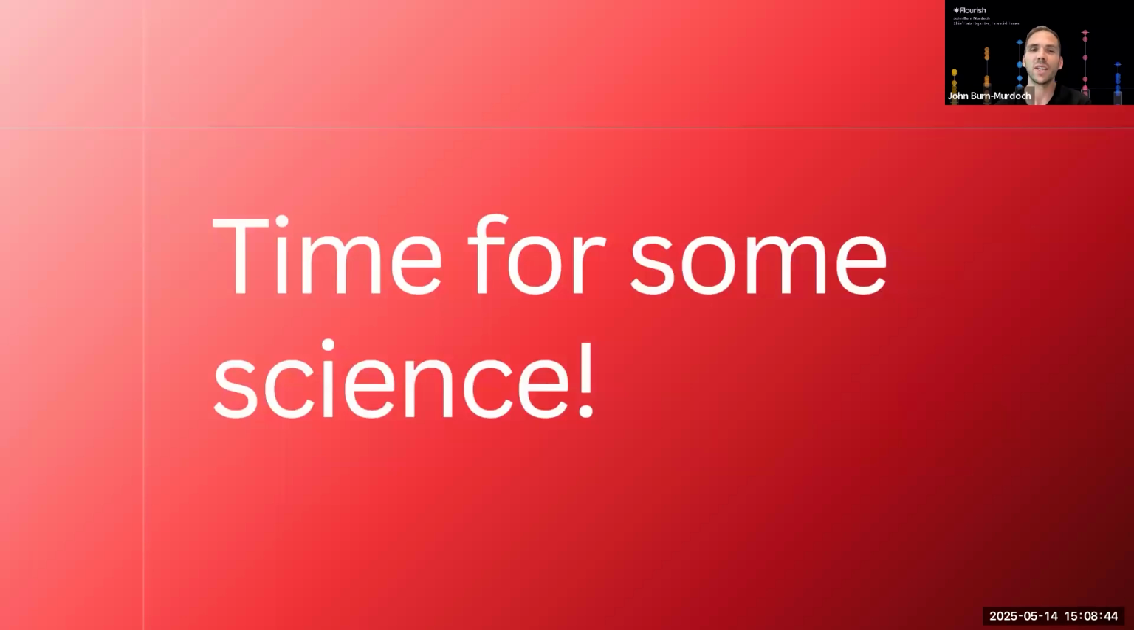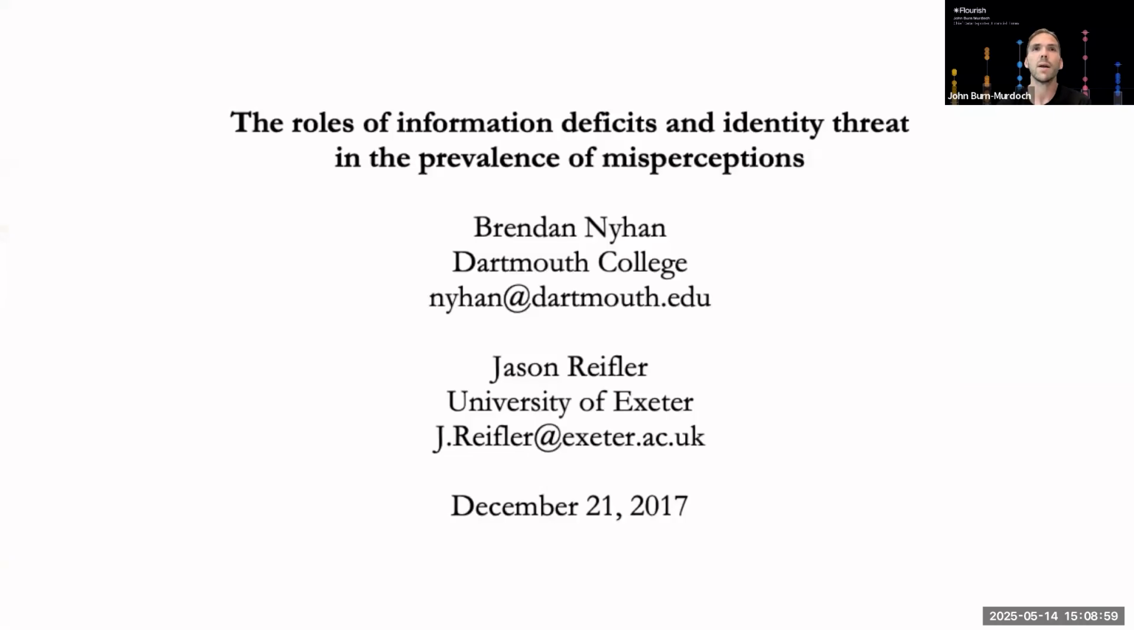So, why do we make charts? Well, fortunately, there was a paper done about 10 years ago by a couple of social scientists that tried to test this exact question. What is it about charts? Is there anything about charts that makes them more effective than other forms of communication? That paper had the snappy, catchy title of The Roles of Information Deficits and Identity Threat in the Prevalence of Misperceptions. And this is one British and one American social scientist who wanted to look at this.